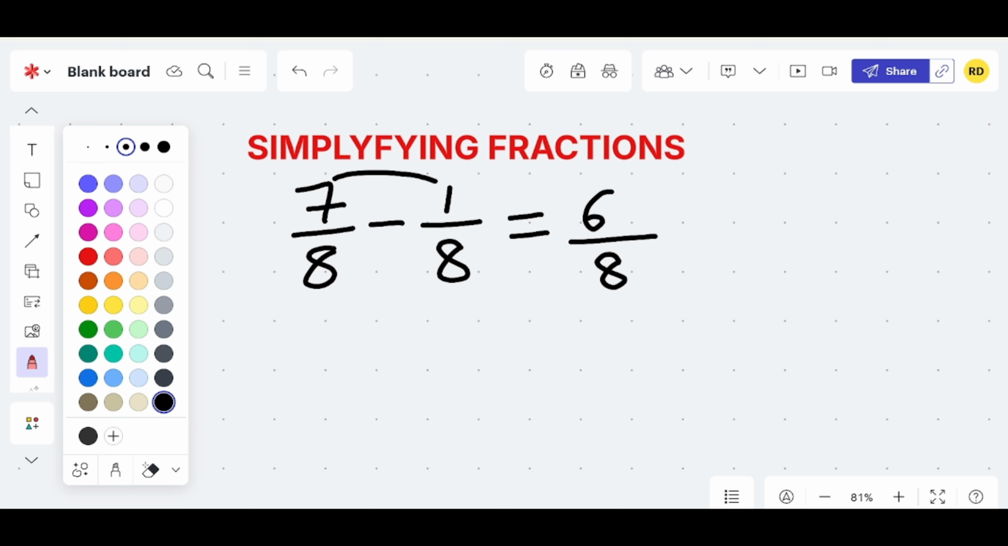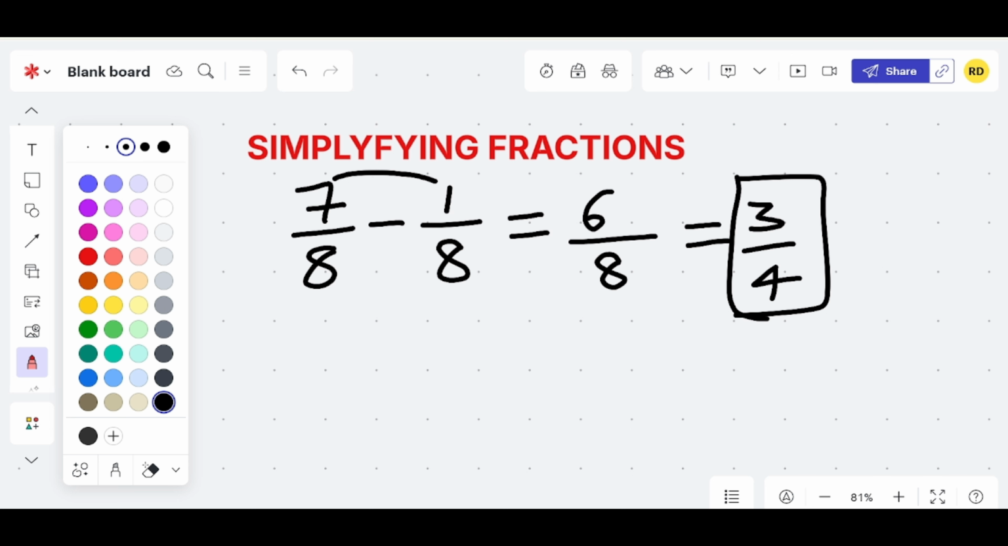And you can still simplify this fraction. So 2 times 3 is 6, so 3 goes on the top. And 2 times 4 is 8. 3 over 4, that's the simplified answer to 6 over 8. So 7 over 8 minus 1 over 8, the answer is 3 over 4.